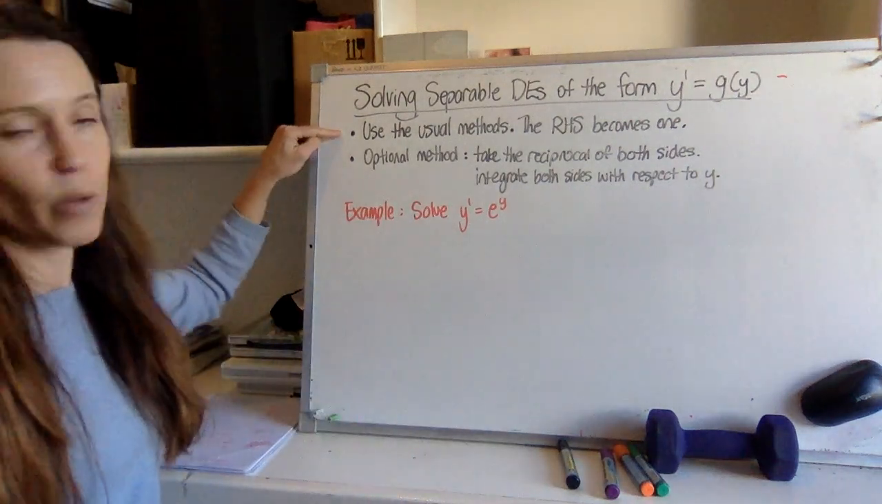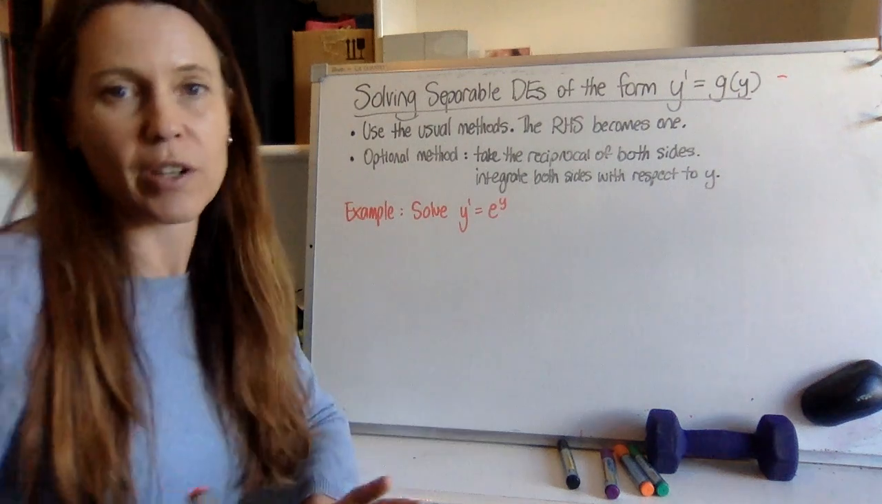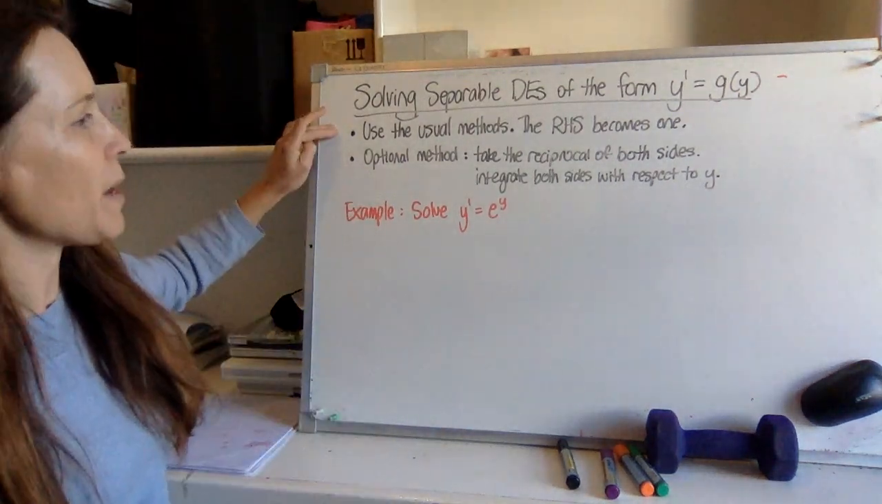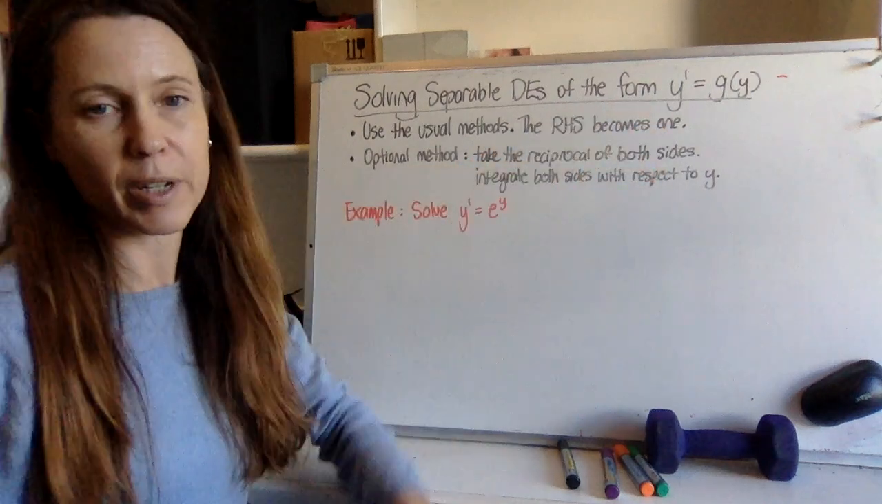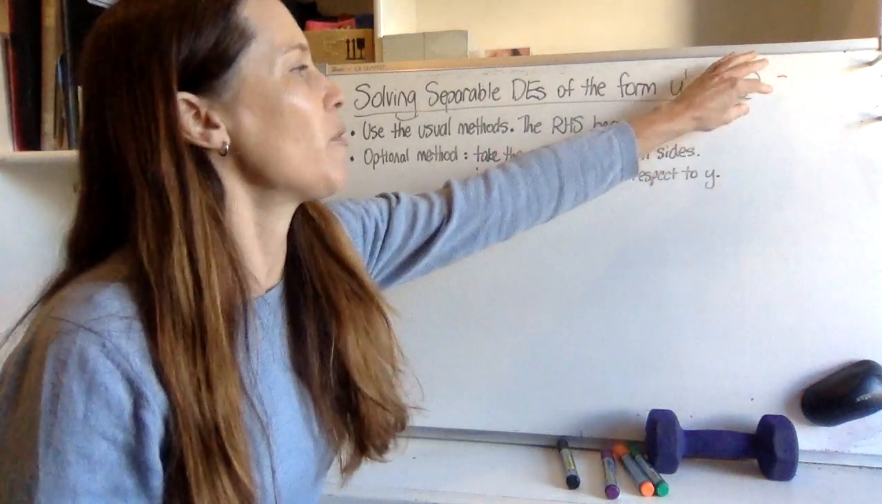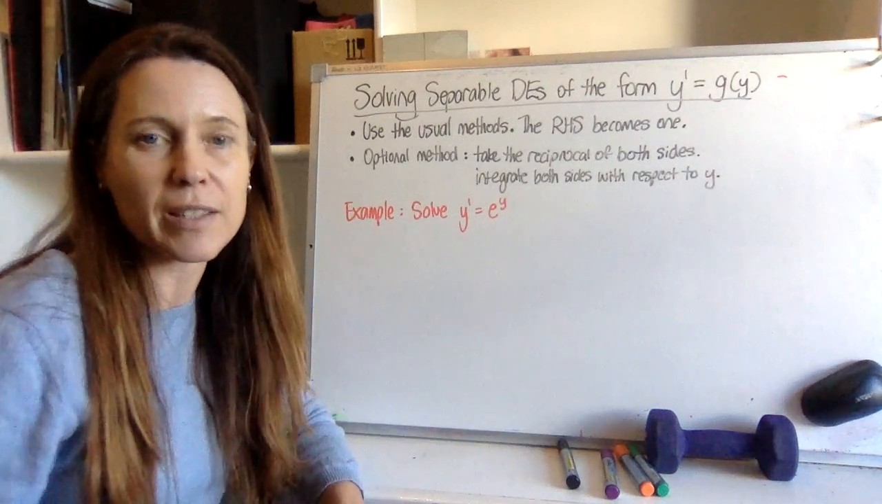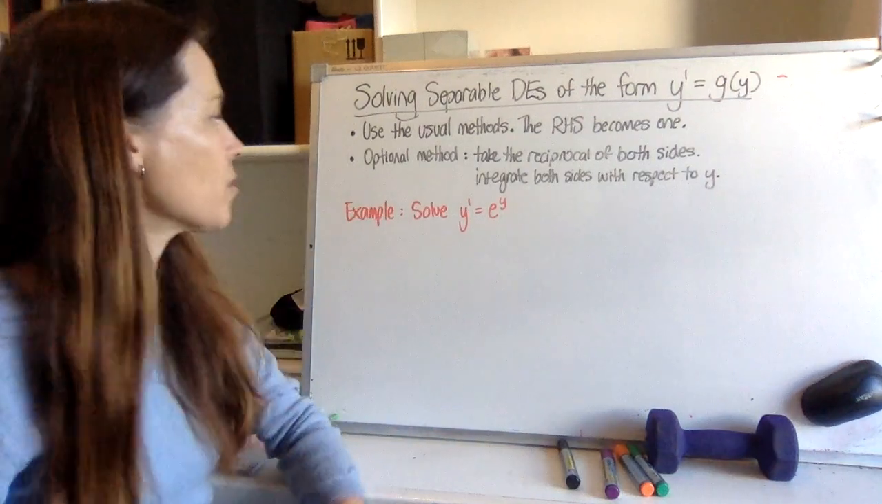So we can just use the usual methods, and there's nothing really new to learn here except just to practice with things looking a little bit different. We use the usual methods. The right hand side will become 1 because if we're dividing both sides by our function of y, then what's left over there is just 1, and that naturally integrates to something really simple, just x plus a constant.